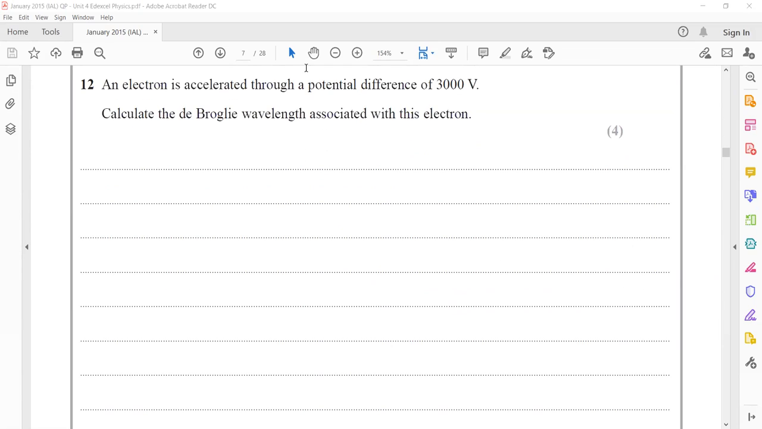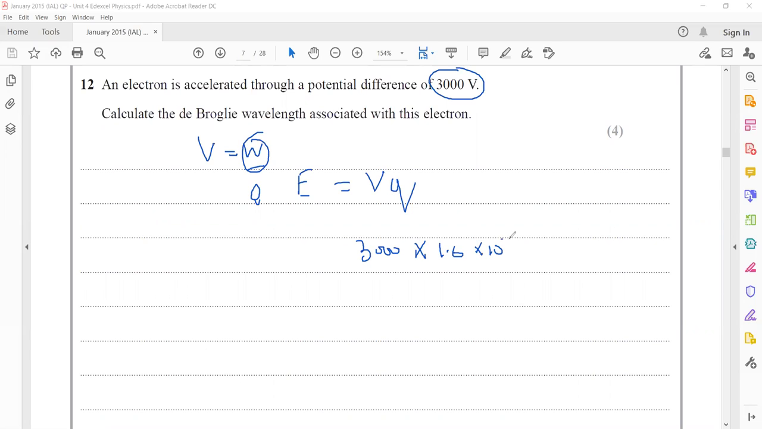An electron is accelerated through a potential of 3000 volts. Calculate the de Broglie wavelength. How to calculate? First, we'll get the energy. Voltage is work done per unit charge, or energy divided by charge. If we need energy, it's voltage multiplied by charge. Voltage is 3000, and the charge of the electron is 1.6 times 10 to the power minus 19 coulomb. So we'll get the energy in joules.